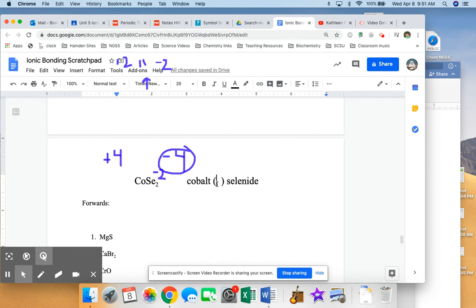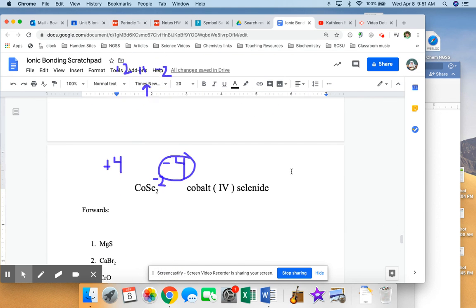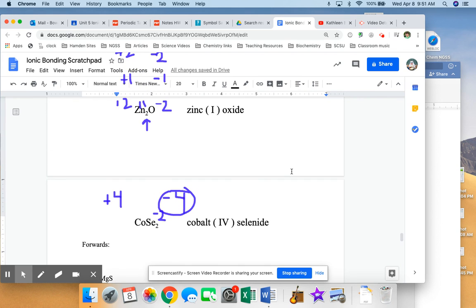So cobalt becomes cobalt 4. That's how you draw a Roman numeral 4. That's as big as the Roman numerals we're going to get. Cobalt 4 selenide. Hopefully this helps you figure out the formulas. I'm going to do another page or another video of how to do them forwards and backwards. Good luck, everybody.